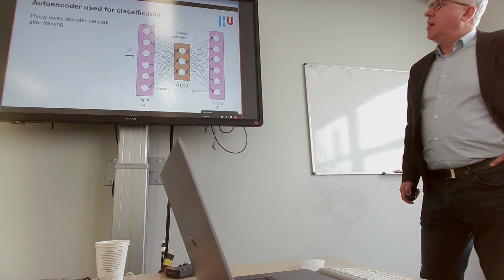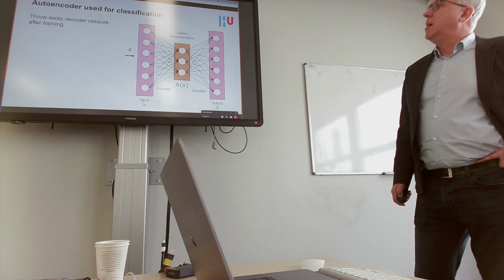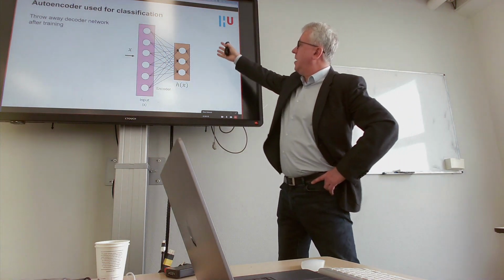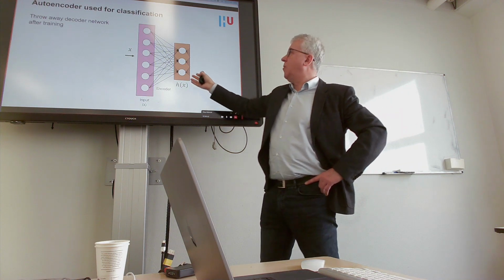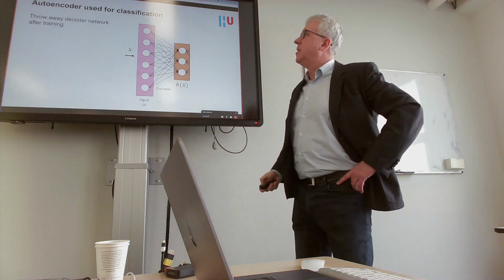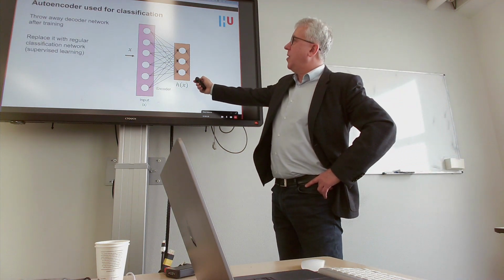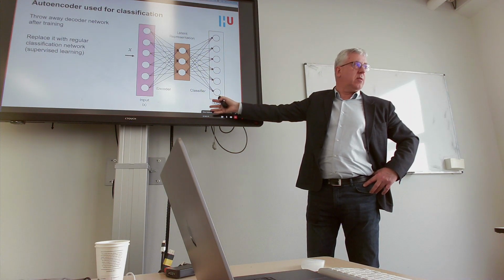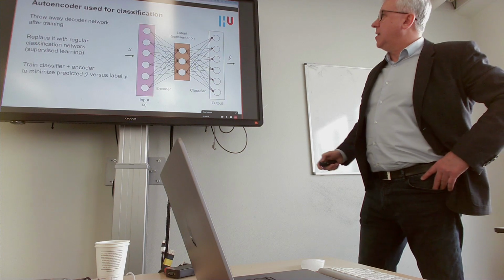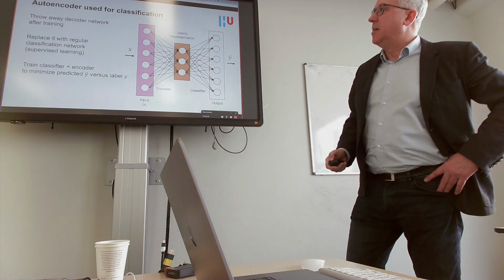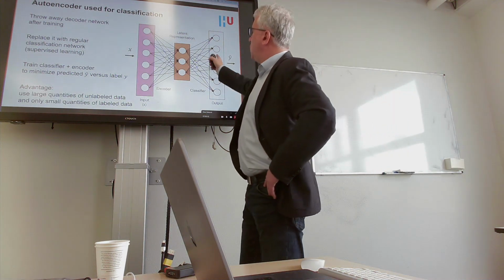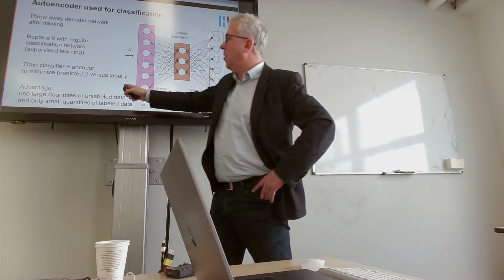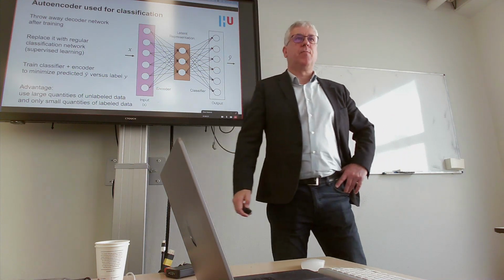So we can use it for classification, for example. Once we have trained this, we can throw away the decoder and only keep the encoder and all these weights. Then we replace the decoder with a regular classifying neural network, with an output y, and train this again such that I'm predicting my label output from the input. But you're only going to change the right parts.